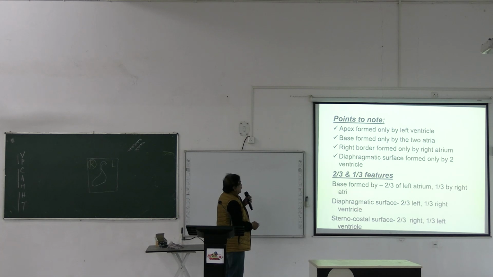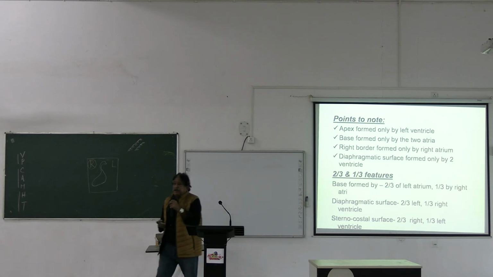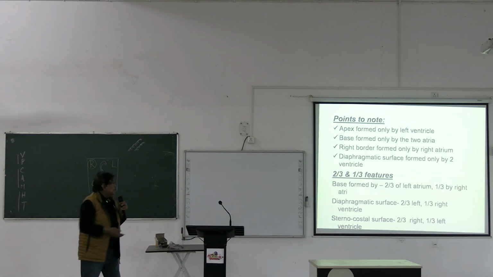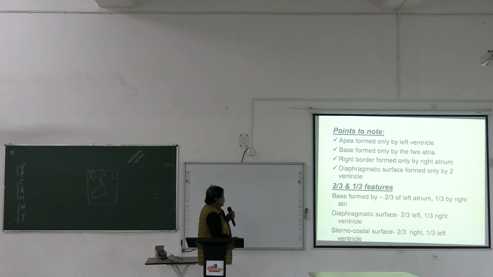Now, base is formed by the atrium, left atrium and right atrium, 2/3, 1/3. Diaphragmatic surface, that is resting on the diaphragm, is 2/3 left and 1/3 right ventricle. Sternocostal surface, 2/3 right and 1/3 left ventricle.